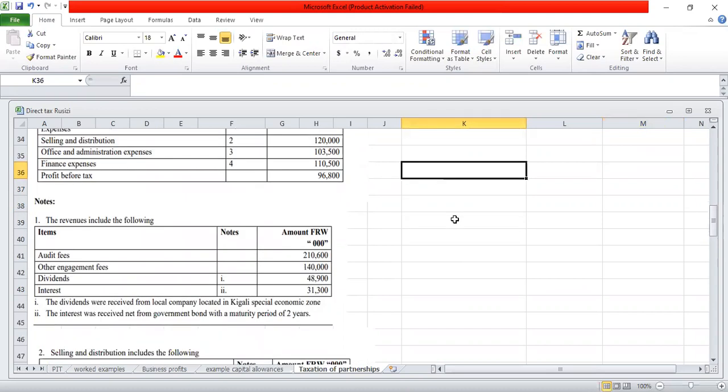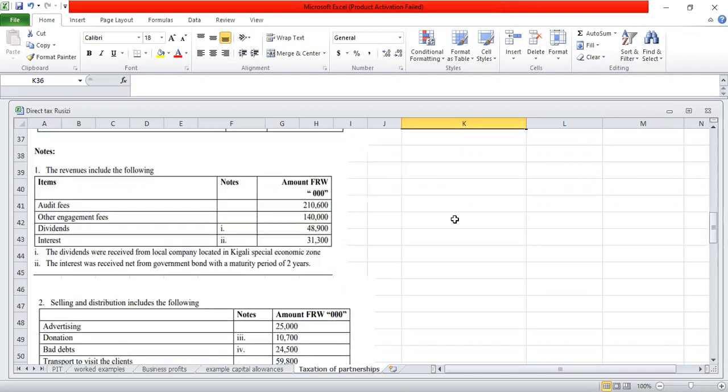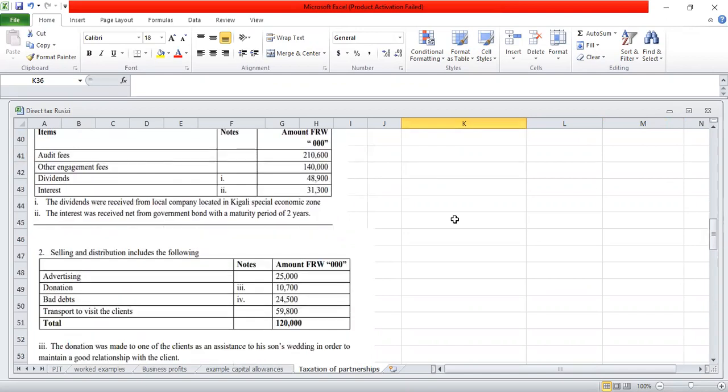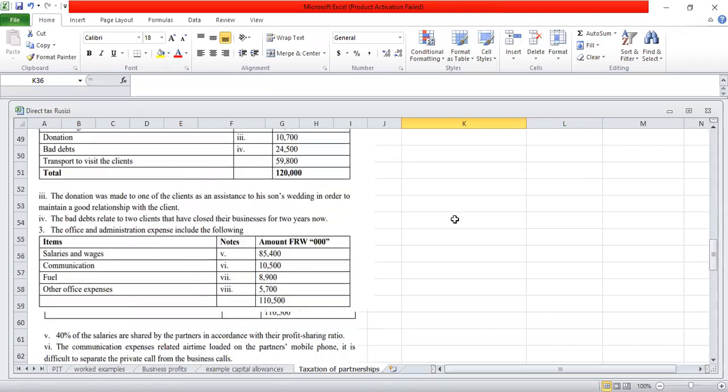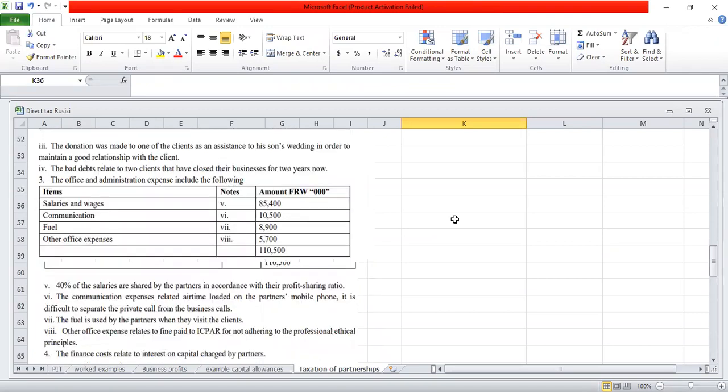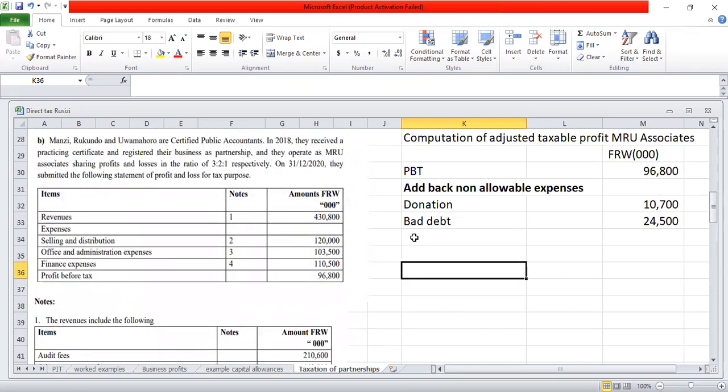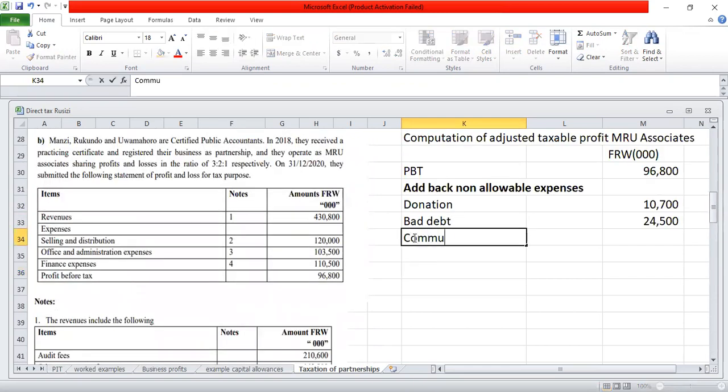Then I think I'm finished with this one. Then I can go to selling and distribution. Salaries and wages, 40% of the shares are shared, but that one is allowed. Communication, they said it is very difficult to separate. So communication is 10,500, 20% is not allowed, because it is difficult to separate: 20% times 10,500.